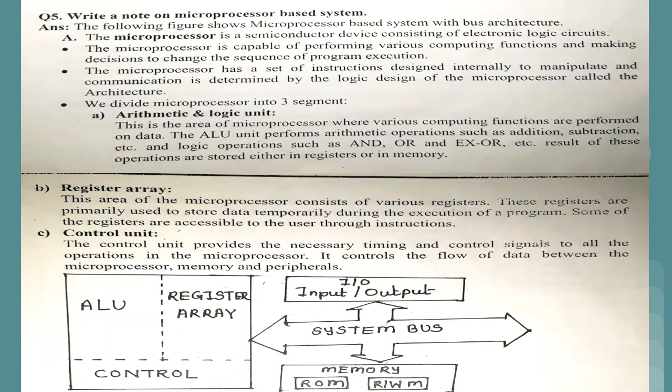Then the microprocessor is divided into three parts, that is, ALU. Again, we have learned what we need to write about the ALU: the arithmetic logic unit, and the different types of operations which are performed by the arithmetic and logic unit, that you need to explain. Then we have the register array.